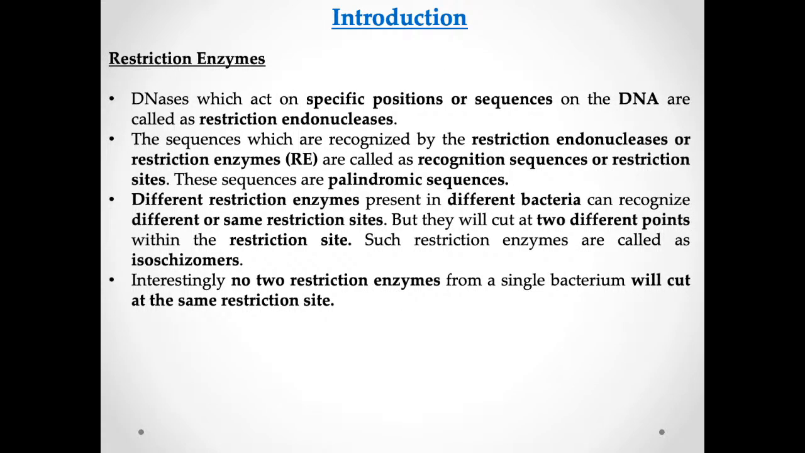Then come further DNases which act on specific positions on the DNA. They are called restriction endonucleases. The sequences which are recognized by the restriction endonucleases or restriction enzymes are called recognition sequences or restriction sites. These sequences are palindromic sequences. Different restriction enzymes present in different bacteria can recognize different or the same restriction sites. Interestingly, no two restriction enzymes from a single bacterium will cut at the same restriction site.